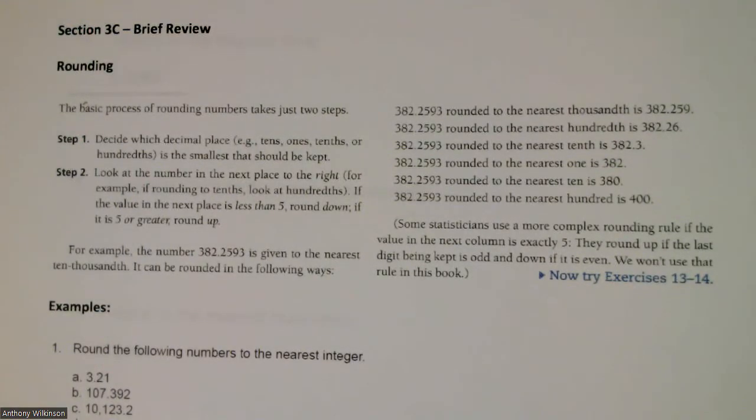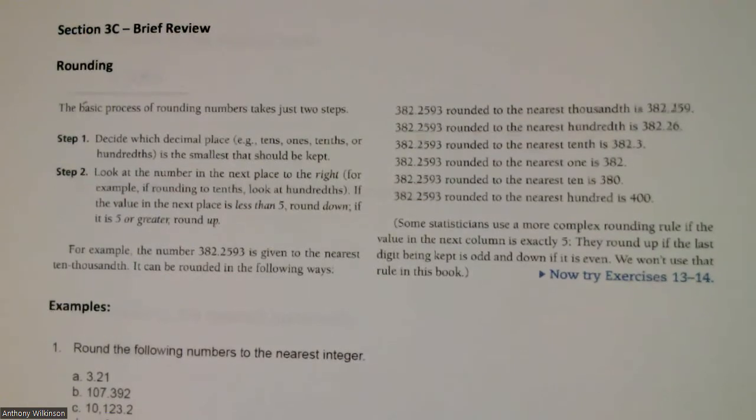And some statisticians use a more complex rounding rule if the value in the next column is exactly 5. They would round up if the last digit being kept is odd, and down if it is even. Now, we will not use that rule in this video or in any of the other sections that we talk about in this course.